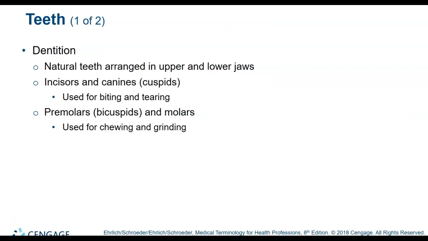Dentition, this is the way our teeth are. Our natural teeth are arranged in upper and lower jaws. We have cuspids, which we use for biting and tearing. So as we're eating a piece of hard bread, we can rip it because of our incisors and canines. Our premolars, or bicuspids, and molars are the teeth in the back, and we use those for chewing and grinding our food. So it makes it easier to swallow for us.